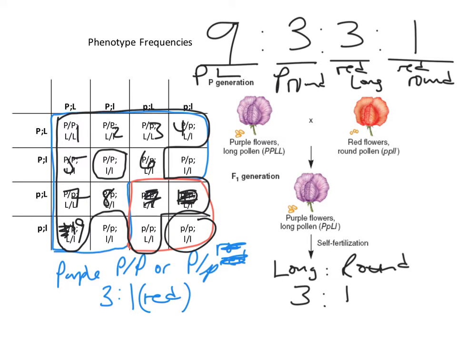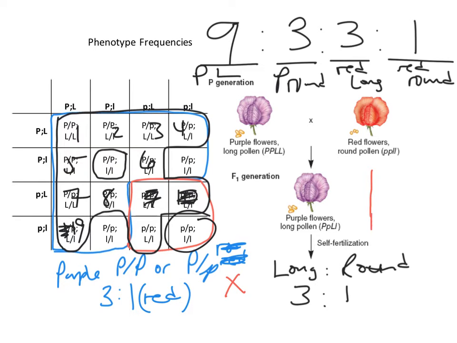This is what happens when independent assortment is happening. This is when Mendel's second law is working. You expect to see a 9 to 3 to 3 to 1 phenotype ratio. And that's if you're mathematically inclined, which I'm not necessarily. That's what happens when you multiply 2 3-to-1 phenotype ratios together.